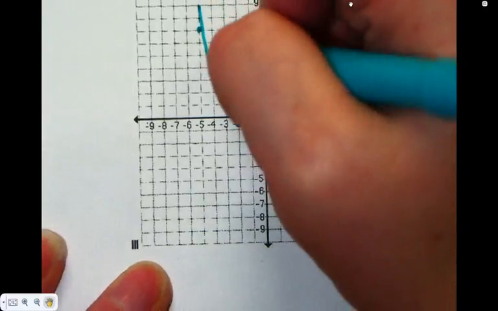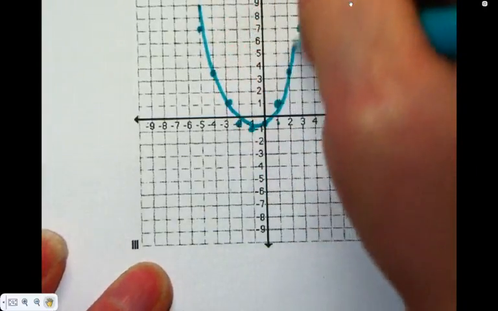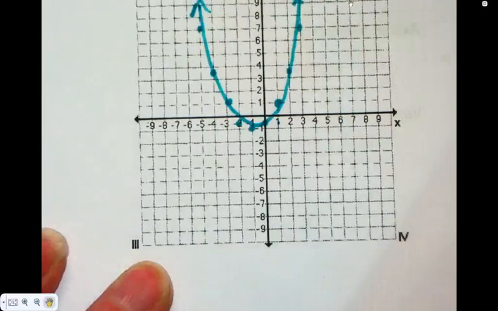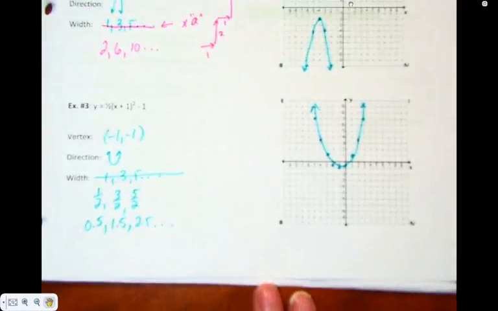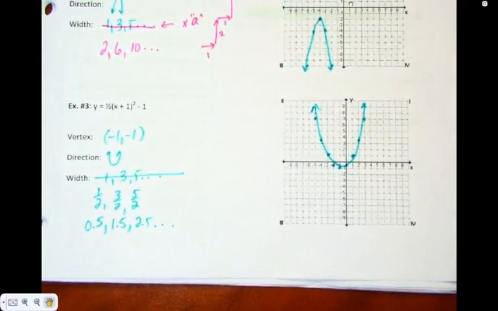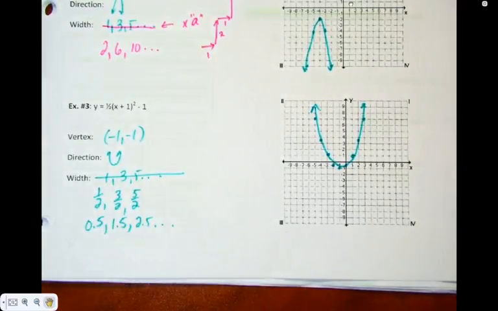Drawing this in a parabolic shape. Don't forget your arrows on either side, and there's your first wide parabola. Isn't this kind of cool? Like, seriously, show this to an Essentials kid, they'll cry. Questions so far?